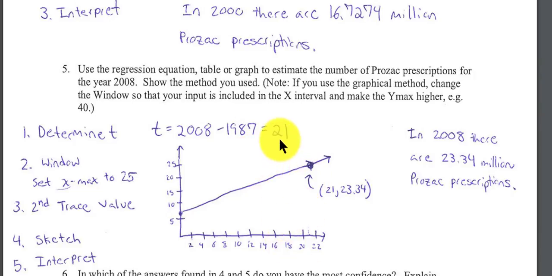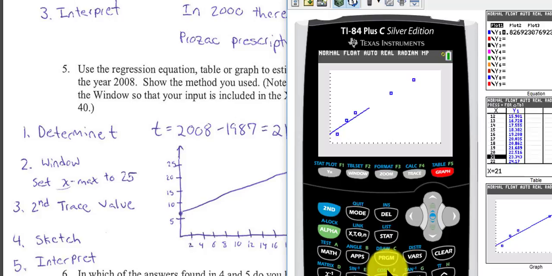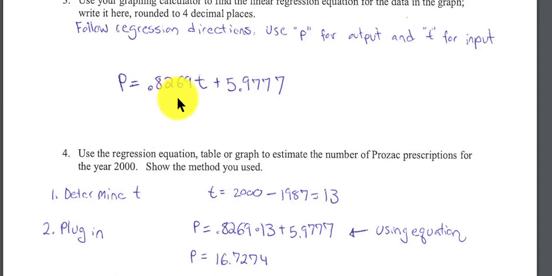Now, notice we're going out to 21. So if I look at my viewing window, press window, my calculator stops at 20. So I need to increase that to, say, 25, press graph. And now if I press the trace key, I see how it says plot 1, L1, L2. That's not what we want. That's the dots. We want the line. So I press the up arrow, and now I have my equation, right? 0.8269x plus 5.977, right? Doesn't that look familiar? That's our equation.